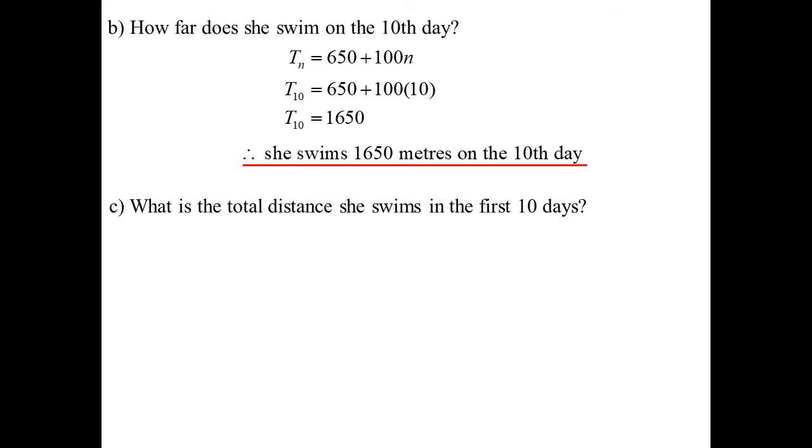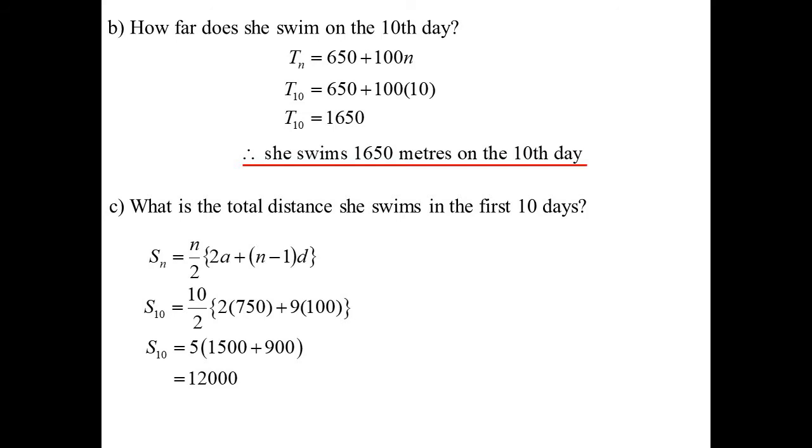If you add up total distance over the 10 days, now we use our sum to n formula. I've used this one, n on 2, 2a plus n minus 1 d, subbing in the info that we know, 12,000 metres. But of course, in this situation, we have an alternative formula we could have used. n on 2, a plus l, because we know what the last term is, we just worked it out. Sub it in, and surprise, surprise, we get exactly the same answer.